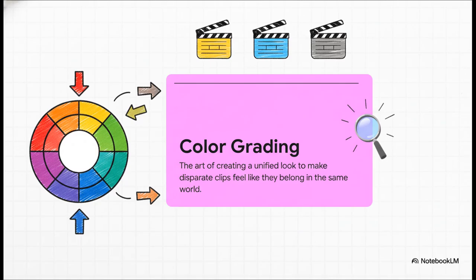You see, AI will spit out clips that are almost the same, but maybe the lighting is a little different, or the colors are slightly off. Grading is how you fix that. It's the art of giving every single shot the same visual fingerprint, the same vibe. It's the magic trick that convinces your brain that all these clips were shot on the same day, in the same location, with the same camera.